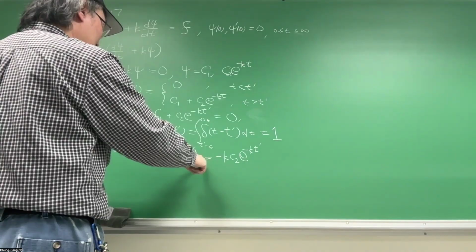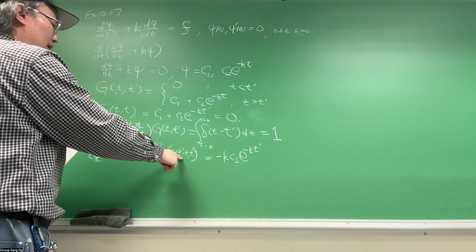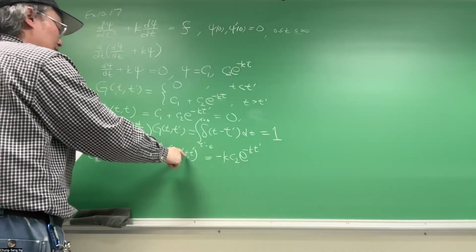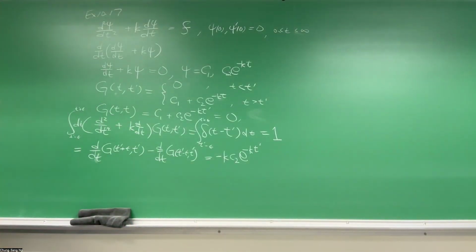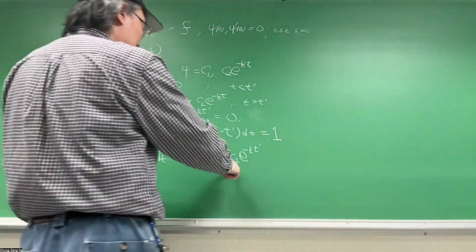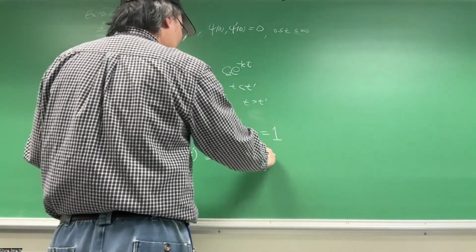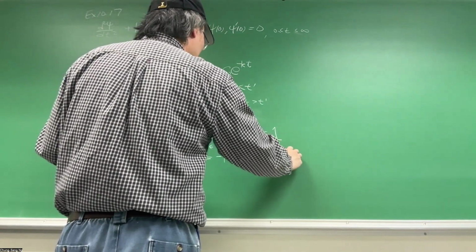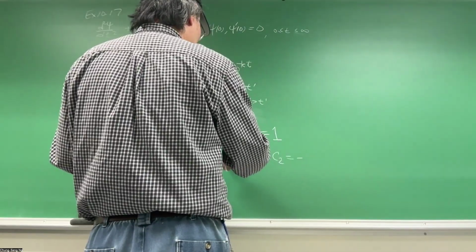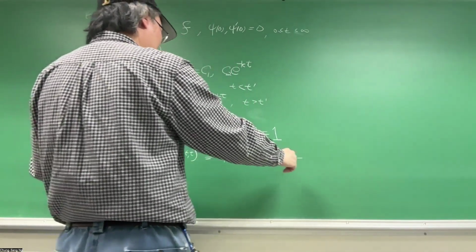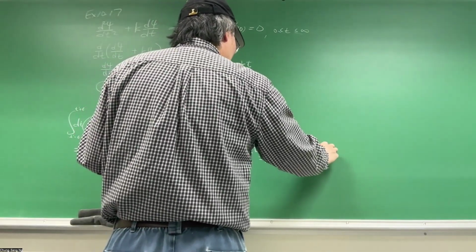And so the next case must be the other case, right? t equals t prime minus epsilon, so t is less than t prime. So in this case, it is 0, so the derivative is also 0. So this is this one, and this one is equal to 1. So that implies C sub 2 equals minus 1 over k e to the k t prime.